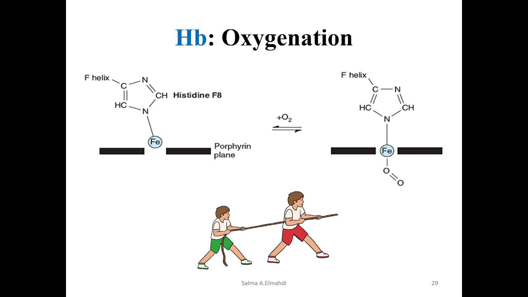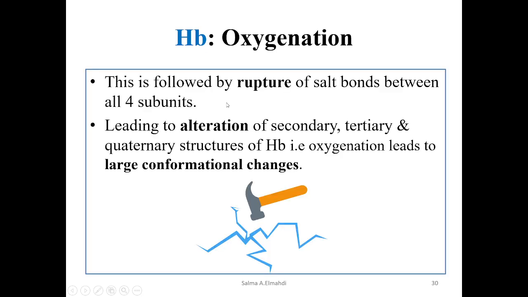the iron is now moved closer to the plane of the ring, and with that movement, the iron pulls the proximal histidine with it, and the proximal histidine, of course, will pull the whole chain with it. So it is as if somebody is pulling somebody, and the pulling continues to the next person. So ferrous iron is pulled to the plane, it pulls with it the nitrogen, it will pull with it the whole proximal histidine, it will pull with it the polypeptide, the whole polypeptide chain.